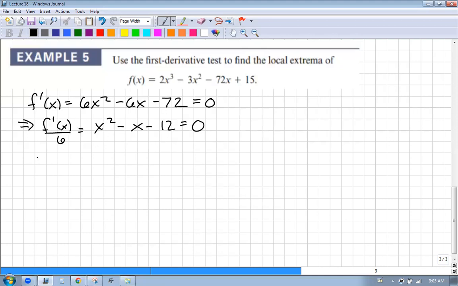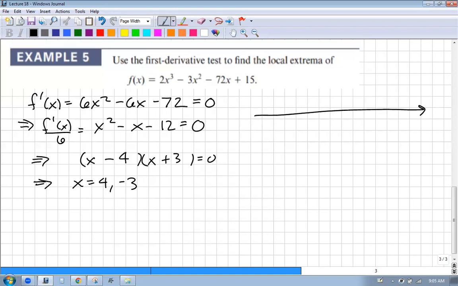To factor this, we should be able to eyeball it, because there's no coefficient here. I need an x and an x, and I want a 3 and a minus 4. Minus 4x plus 3x gives me that minus x, and I got the minus 12 and the x squared. So either x is 4 or minus 3. Those are the critical points. Usually you want to draw a little line and mark 4 over here and minus 3 over here.